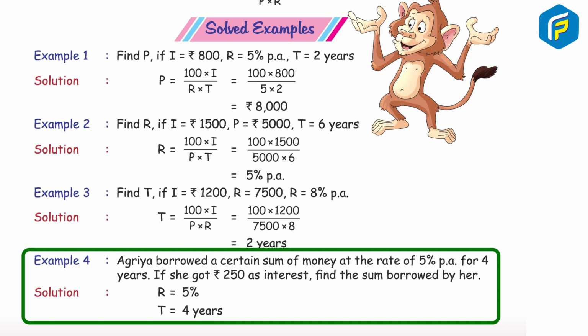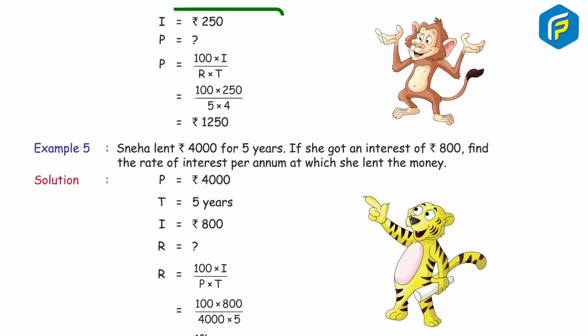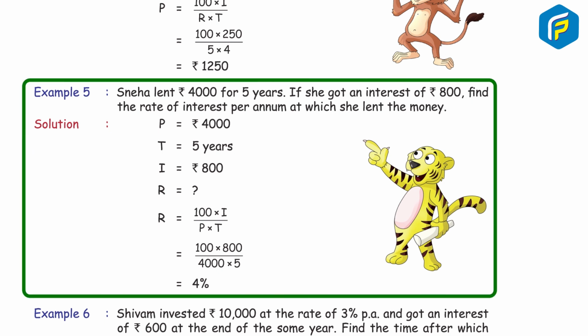Solution: R equals 5%, T equals 4 years, I equals rupees 250, P equals 100 into I upon R into T, equals 100 into 250 upon 5 into 4, equals rupees 1250. Example 5. Sneha lent rupees 4000 for 5 years. If she got an interest of rupees 800, find the rate of interest per annum at which she lent the money. Solution: P 4000 rupees, T 5 years, I rupees 800, R equals 100 into I upon P into T, 100 into 800 upon 4000 into 5, equals 4%.